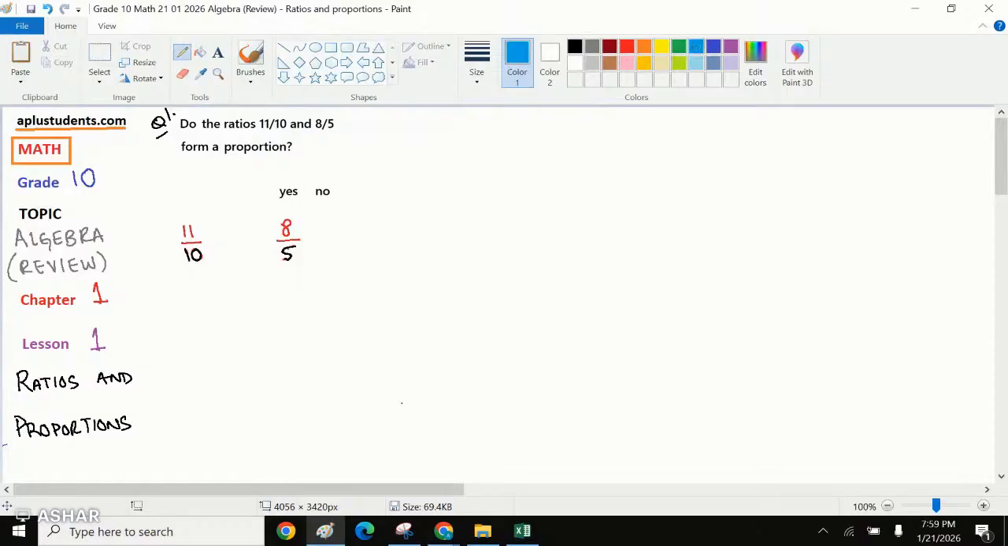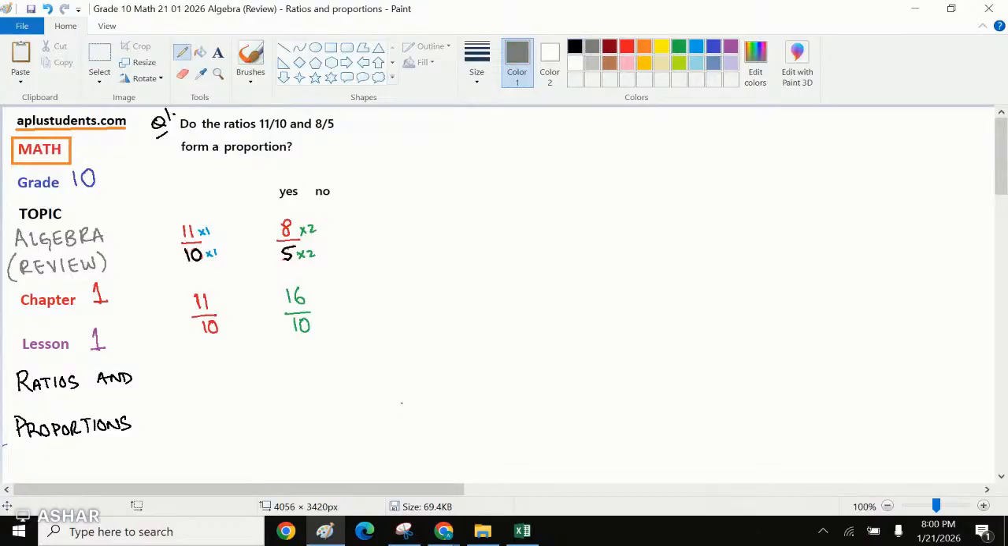So what we can do is multiply by 1. If we multiply the denominator by 1, we multiply the numerator by 1. In order to make 5 a 10, we multiply it by 2, and we multiply the numerator by 2 as well. So we can say 11 upon 10 and this becomes 16 upon 10. The denominator is 10, so we have made the common denominators.